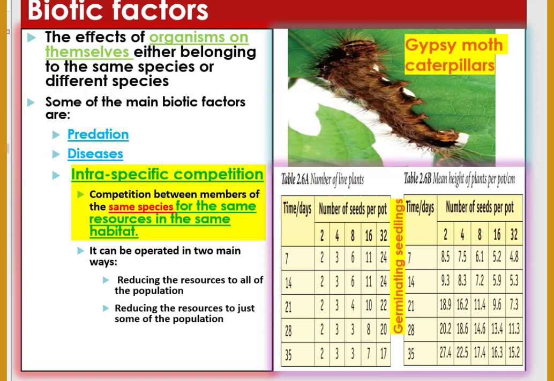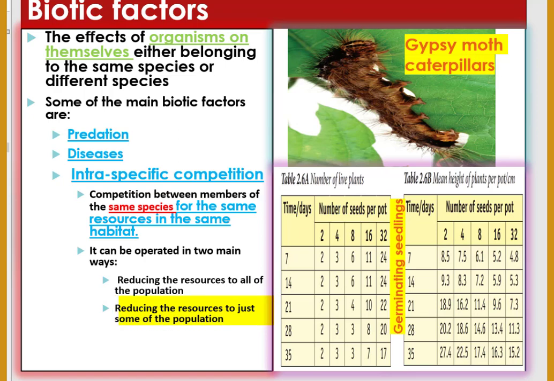Intraspecific competition is competition between members of the same species for the same resources in the same habitat. Intraspecific competition operates in two main ways. The first way is reducing the resources to all of the population, which can reduce their fertility and so reduce population growth. The second way is reducing the resources to just one part of the population, which means that they die whilst the others reproduce, but population growth is still reduced.